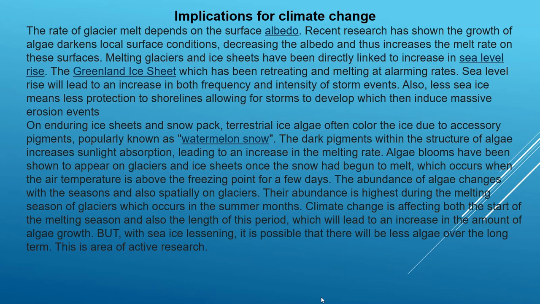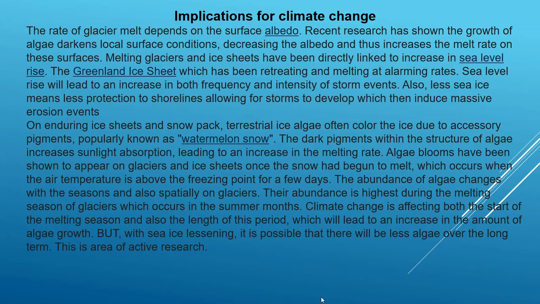Implications for climate change. The rate of glacier melt depends on surface albedo. Recent research has shown the growth of algae darkens local surface conditions, decreasing the albedo and thus increasing the melt rate on these surfaces. Melting glaciers and ice sheets have been directly linked to increases in sea level rise. The Greenland ice sheet has been retreating and melting at alarming rates.